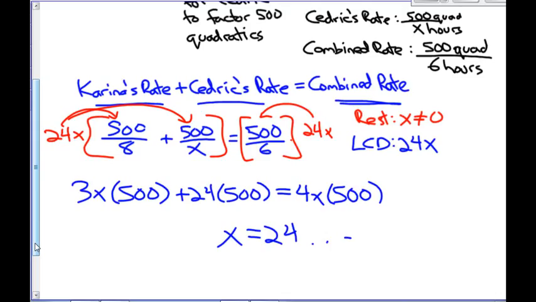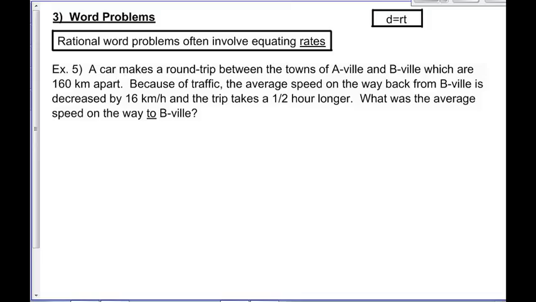We'll do one more classic rates question. And that's one that involves distance, rate, and time. So I've got it up here. D equals RT. Distance is rate times time.